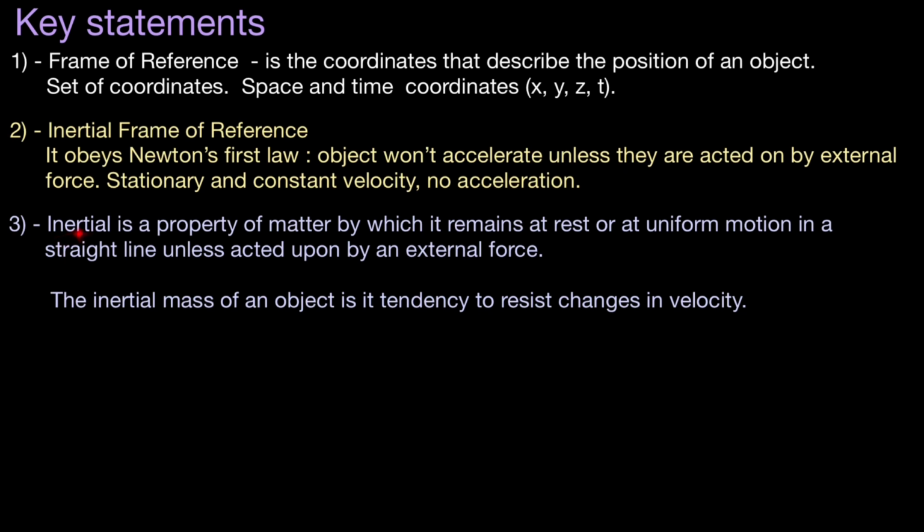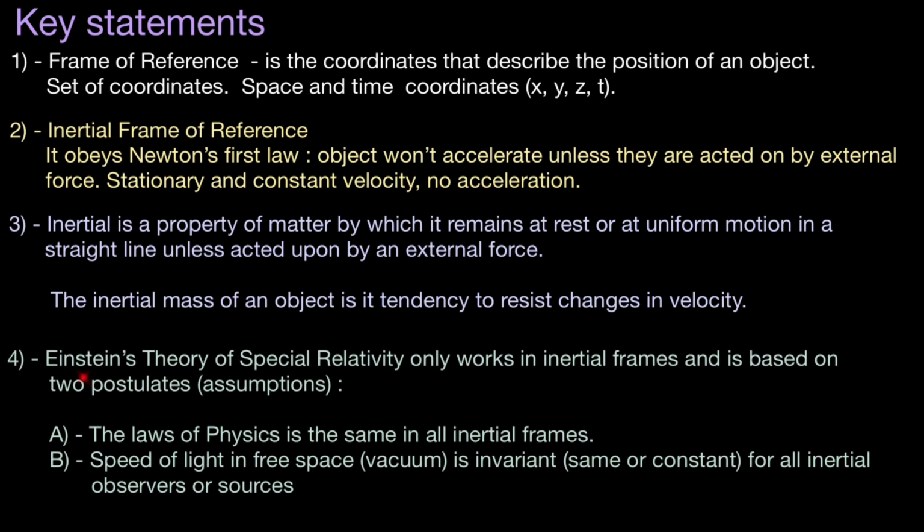Number 3. Inertia is a property of matter by which it remains at rest or at uniform motion in a straight line unless acted upon by an external force. The inertial mass of an object is its tendency to resist changes in velocity.